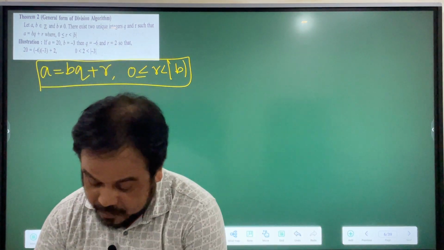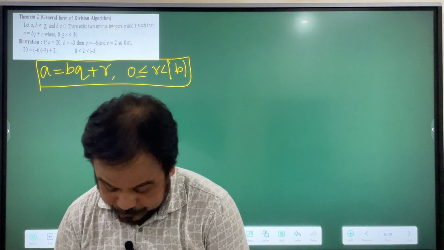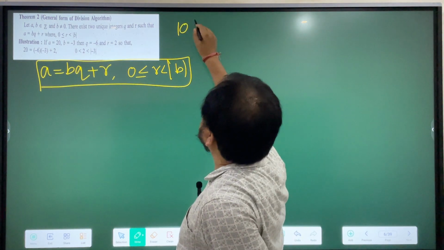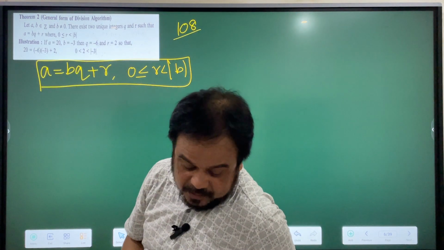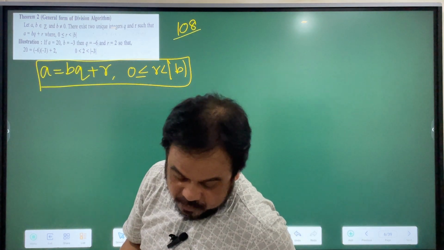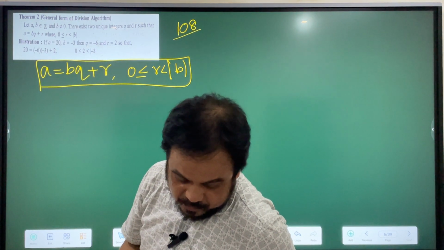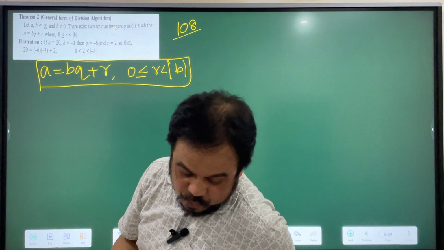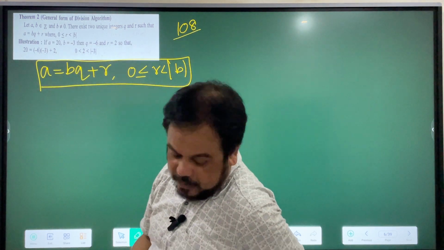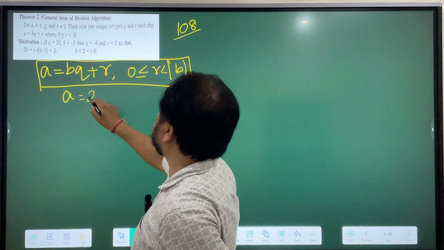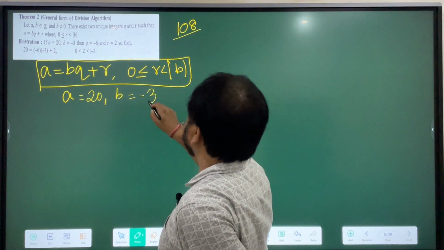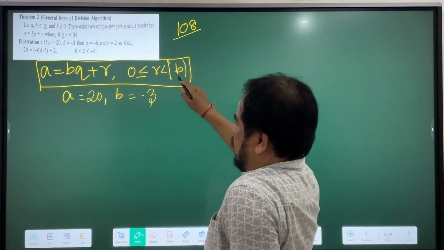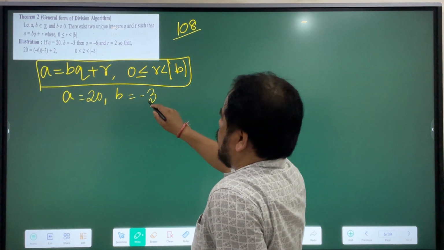This is on page number 108. Some examples are given by taking A equals some number, B equals some number, Q, like this some numbers are taken, and then it is shown. Illustration: A equals 20, B equals minus 3. Because B we can take plus 3 or minus 3, both, because there is written mod B. A is 20, B equals 3 or minus 3.